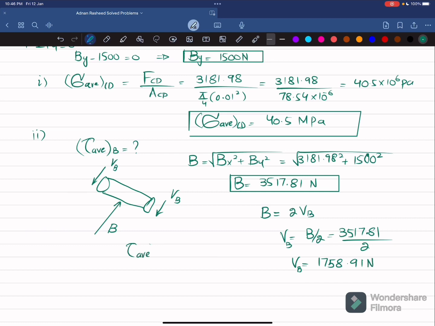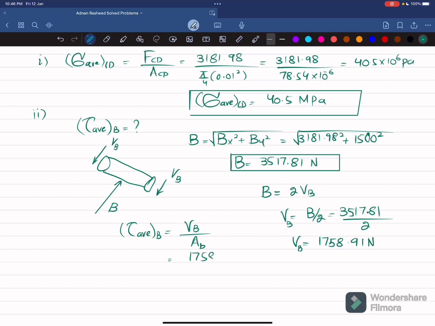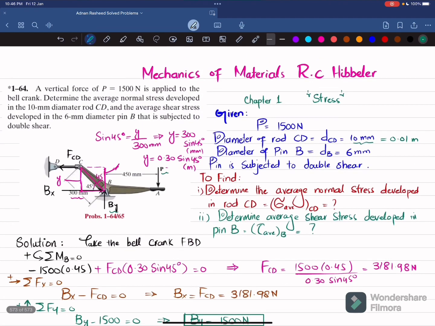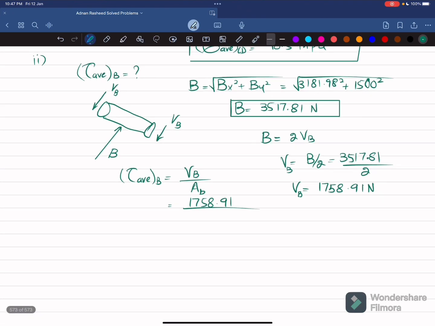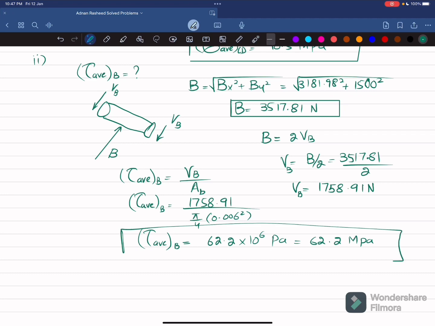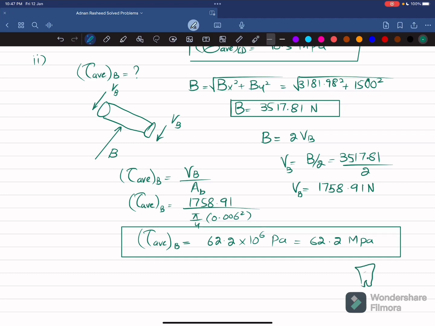Now you have shear force. We know that average shearing stress is equal to shear force divided by shear area, which is the area of this pin B. So put the value 1758.91. The diameter of this pin is given as 6 millimeter, which is equal to 0.006 meter. So the area is pi by 4 d square, where d is 0.006 square. When you calculate it, it will give you 62.2 into 10 to the power 6 Pascal, and in terms of megapascal, it will be 62.2 megapascal. And that is the answer of our second part.